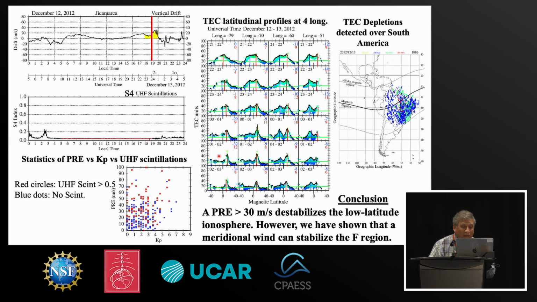This is another case that shows exactly the same. No scintillation whatsoever in Peru. This is very close to South America. And then I go to my conclusions. This is the PRE when it's more than 30 meters per second, which should destabilize the Rayleigh-Taylor instability, but is stabilized by the meridional wind. Thank you.